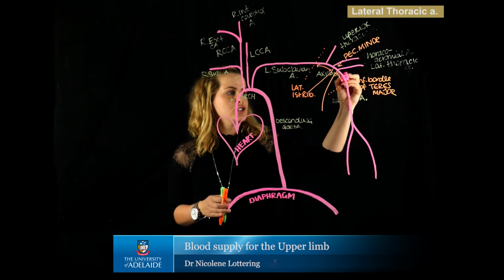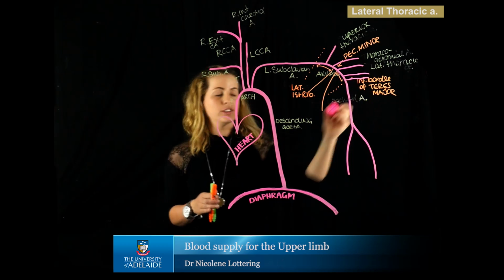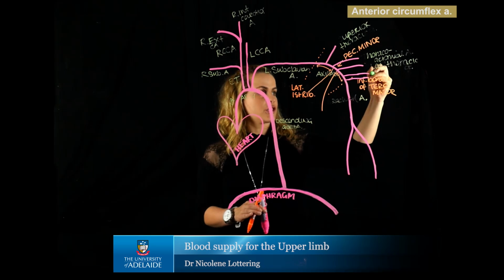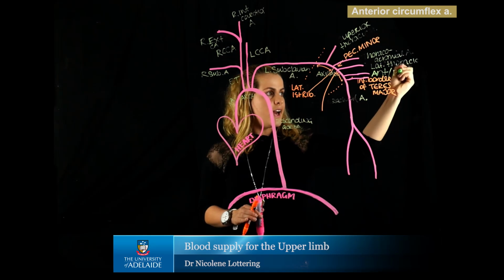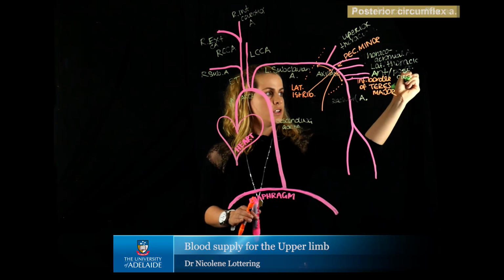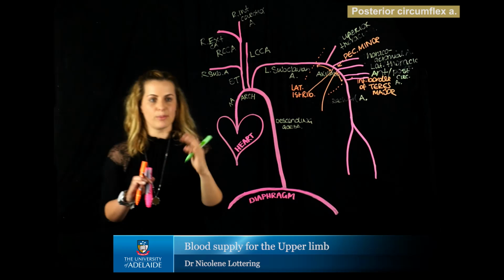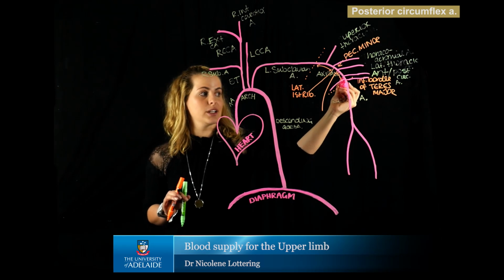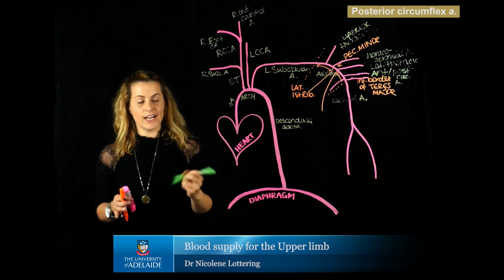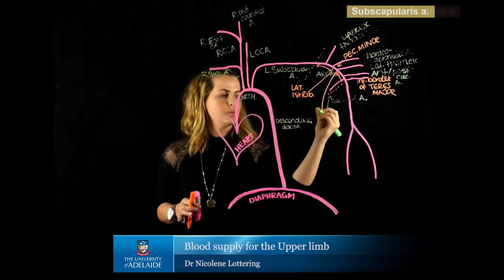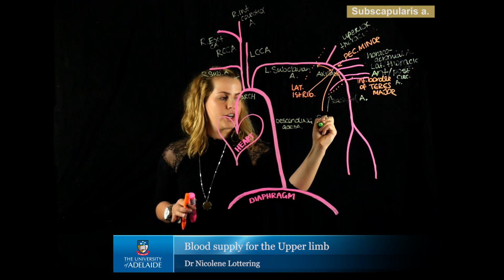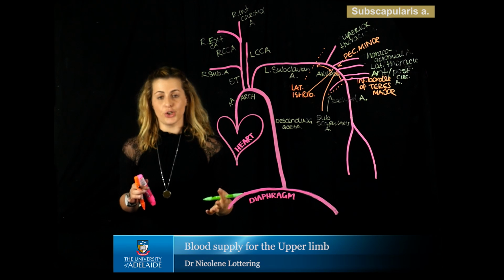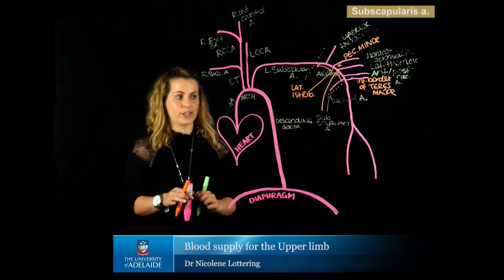So firstly, we have two collateral branches that are wrapping around the head of the humerus, and we call these our circumflex. So we have an anterior and a posterior circumflex artery, and these wrap around the head of the humerus. And then our third collateral branch is actually supplying the scapula. So this runs with the subscapularis muscle, and it's called, you guessed it, the subscapular artery. So unfortunately, I do expect you to know those 6 collateral branches of the axillary artery.